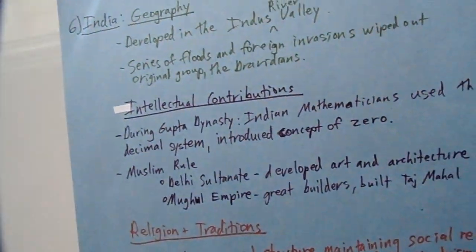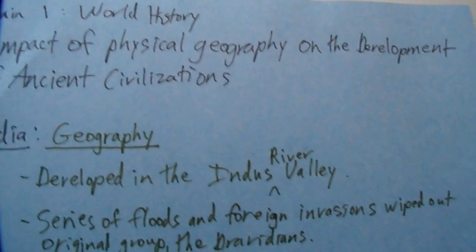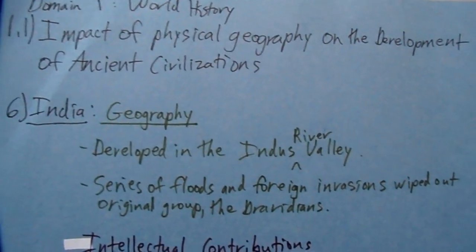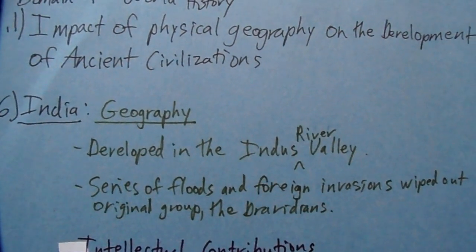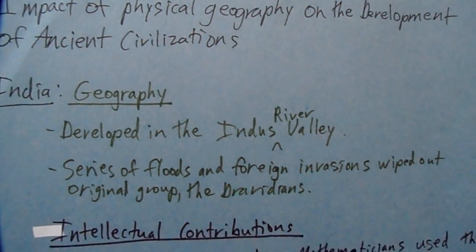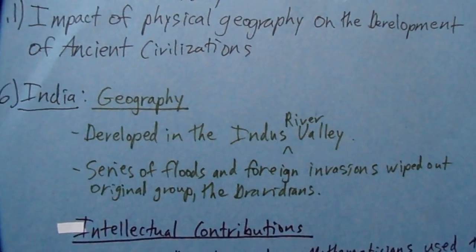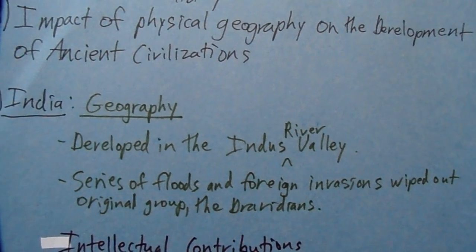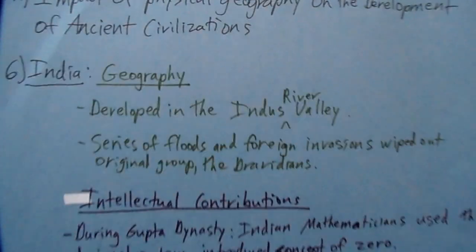So this is my outline I made from my answering these questions here. So the first one is impact of physical geography on the development of ancient civilizations. So India is the first civilization I'm going to be looking at. So what was their geography? Well, they developed in the Indus River Valley, and this is in modern-day India. And there was a series of floods and foreign invasions which wiped out the original group, who were called the Dravidians.